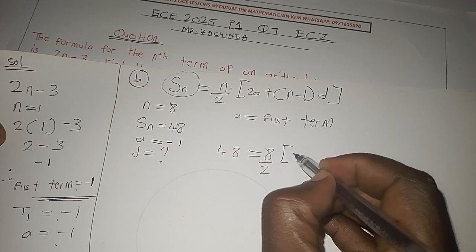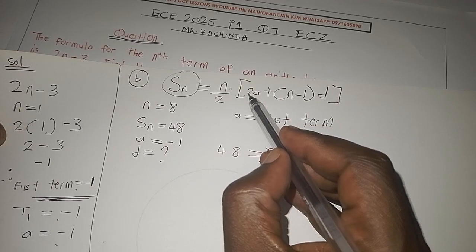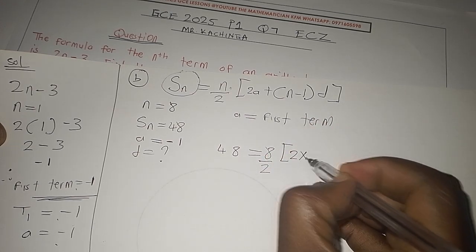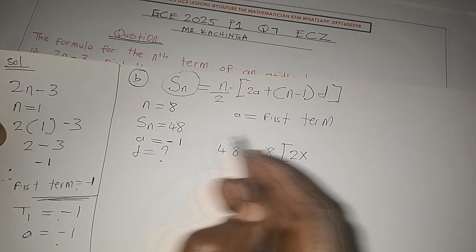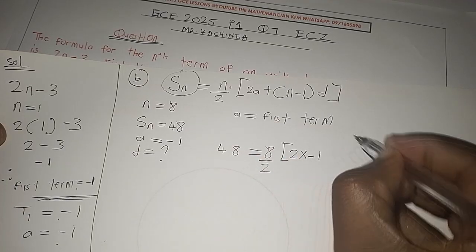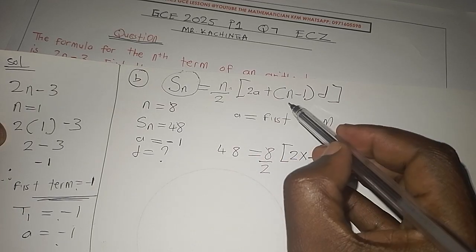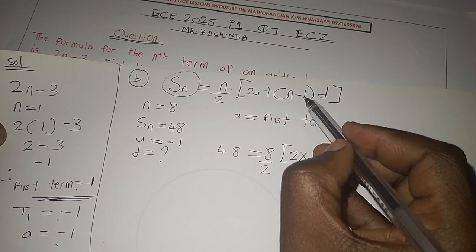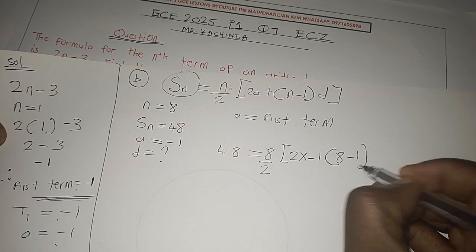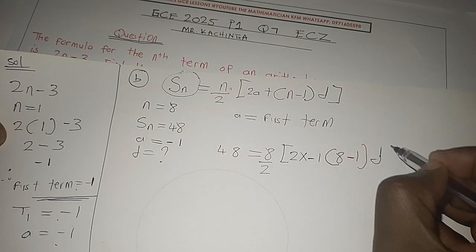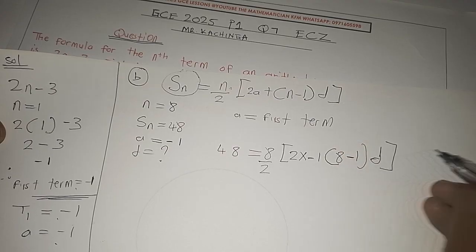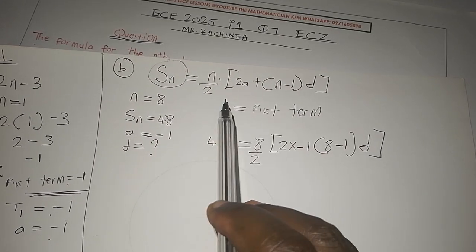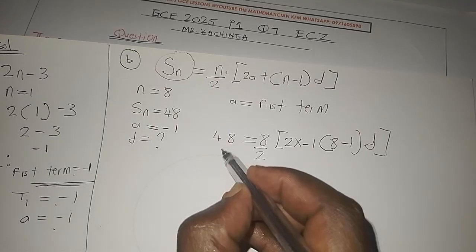Open the bracket, then I have 2. The 2 which is there, when numbers are like this, is multiplication, so 2 times a. So what is our a? Our a is -1, which is the first term. Close the bracket. Again n, we know that n is 8, then minus 1. Then d we don't know. It is the one we want to find. So I've just substituted the given information into the formula. From here it is a matter of simplifying.